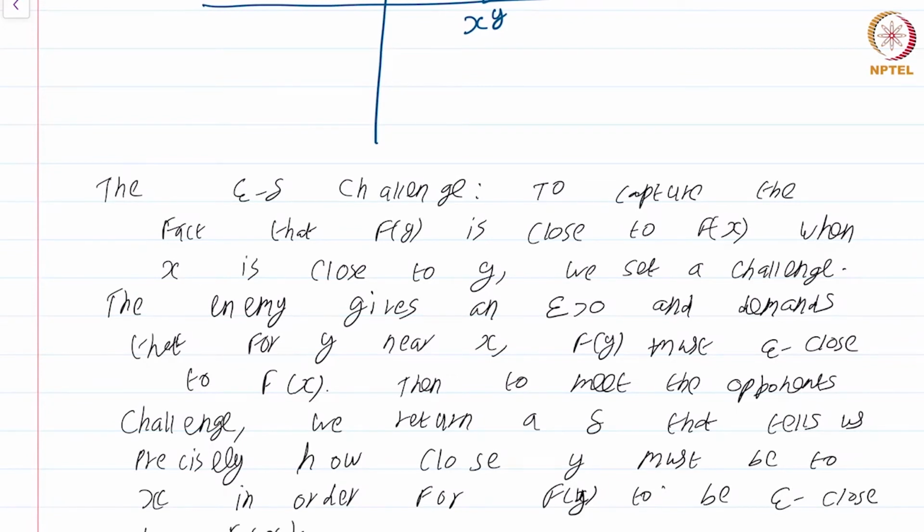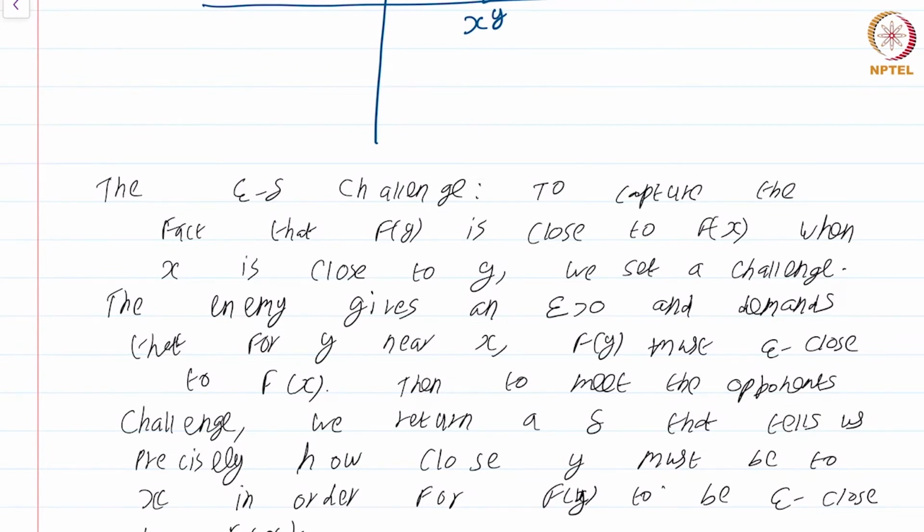So the abstract definition that we have in mind is that when y is close to x, f of y is close to f of x. We capture that by saying that you tell me how close you want f of y to be to f of x, and I will tell you how close y must be to x in order for that to be satisfied.